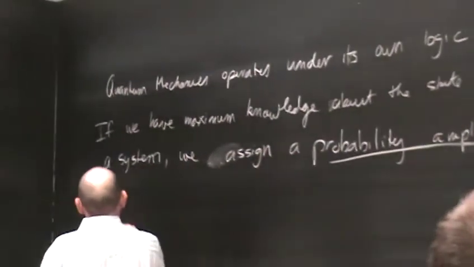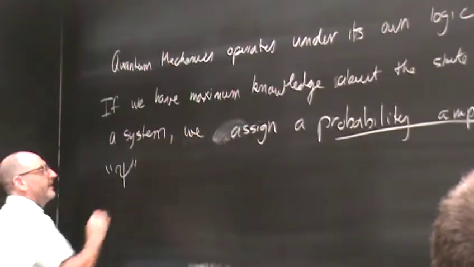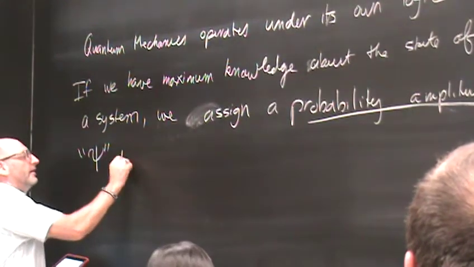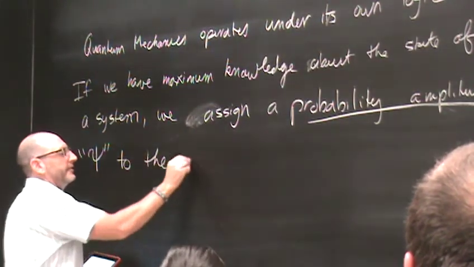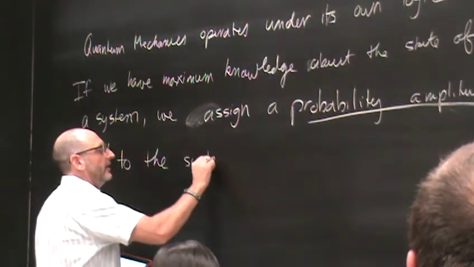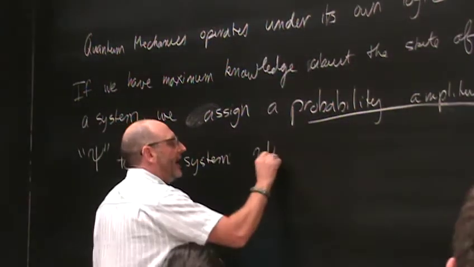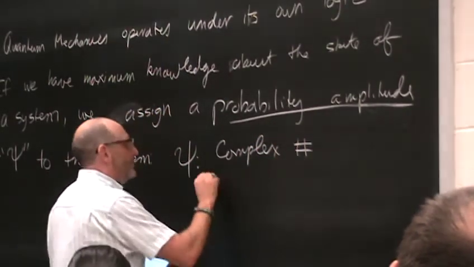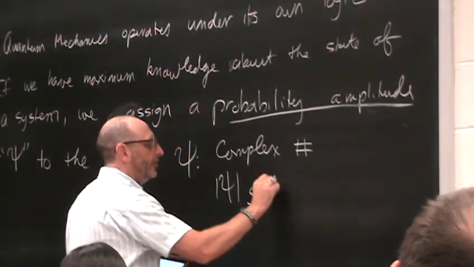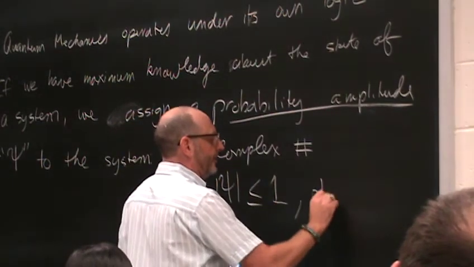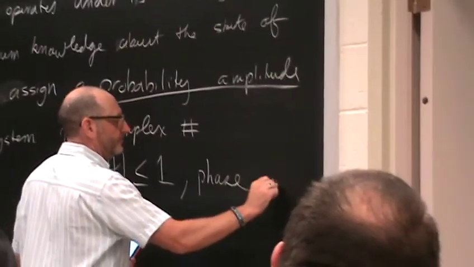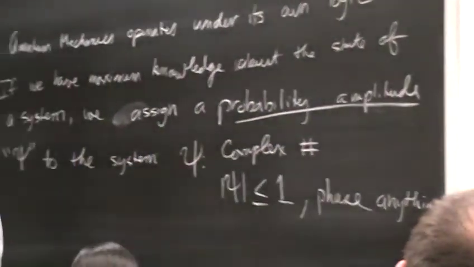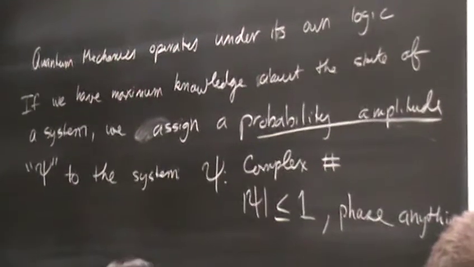Which I might generically call psi, to the system. And psi is a complex number. The magnitude of this, which is less than or equal to 1, and the phase is arbitrary. If you're rusty on your complex numbers, you better review them.